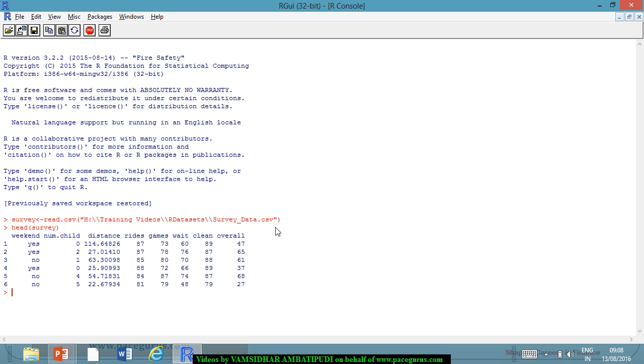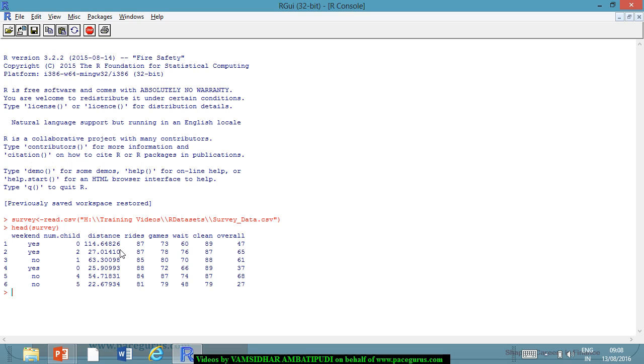So there are a few measures. Something saying weekend, yes, no. So whether the group has visited the park on a weekend or on a weekday. Weekend equal to yes means they have visited on a weekend. Otherwise, they have visited on a weekday. The number of children that are part of that group: 0, 1, 2, we see some kind of numbers. Then what is the distance they have traveled to come to this place? Some of them have traveled a lot of distance, which is seen as 114. In some cases, the numbers are slightly smaller.